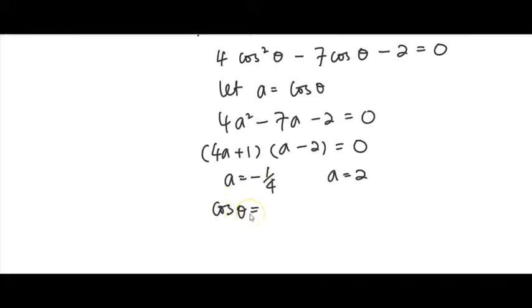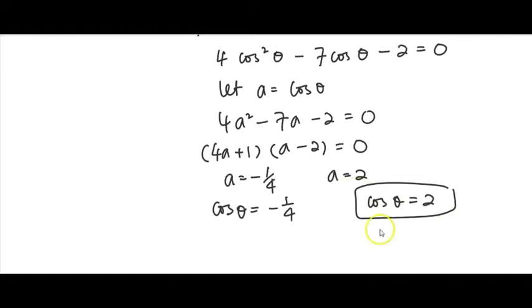Replace back the a as cos theta. And you have cos theta equals to negative 1 over 4, or cos theta equals to 2. And for this equation, we're going to ignore it because there will be no solution. The maximum value for cos theta is 1. So when it equals a value more than 1, you can say that this equation has no solution.